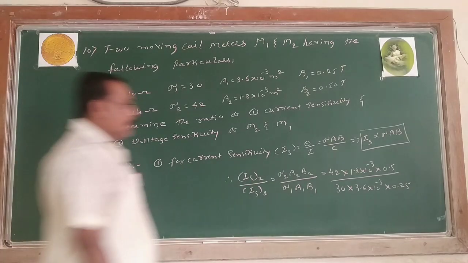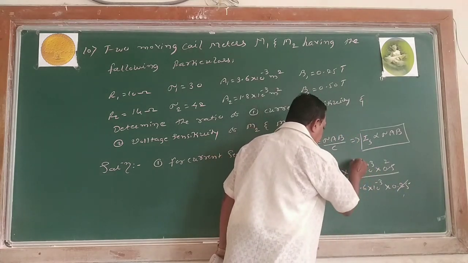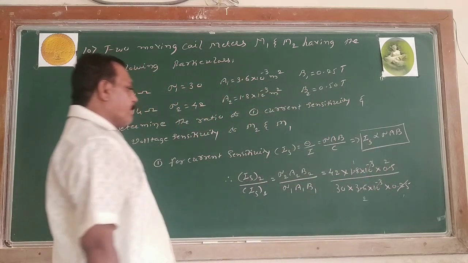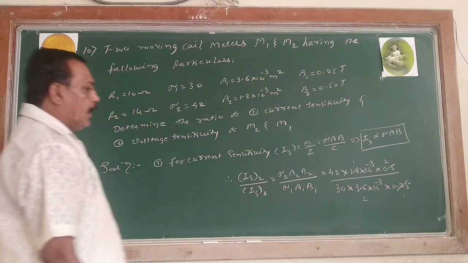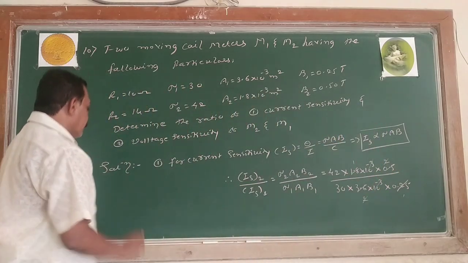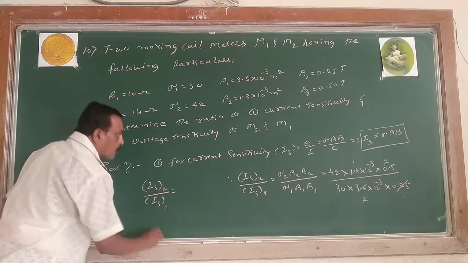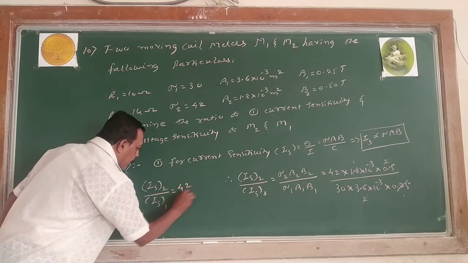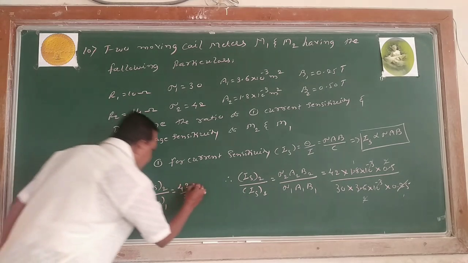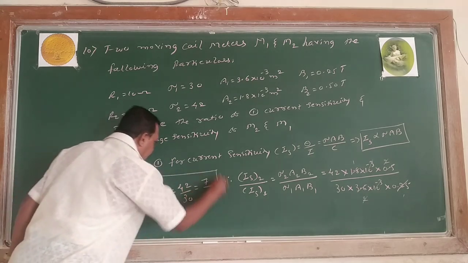Right. These two get cancelled, A2 gets cancelled. Now what is left? Current sensitivity of second meter to the first meter is equal to, what are the remaining things, 42 by 30. Shall I cancel with what? 6 table: 6 7s are 42, 6 5s are 30. This is 7:5. This is our answer.